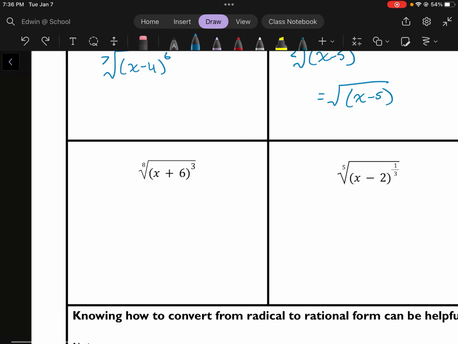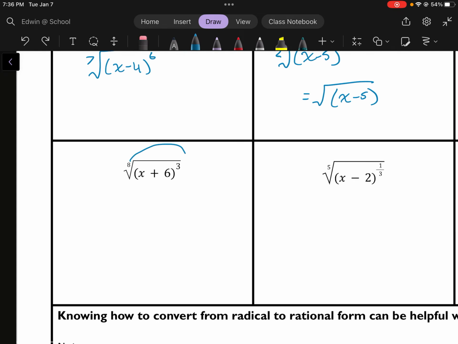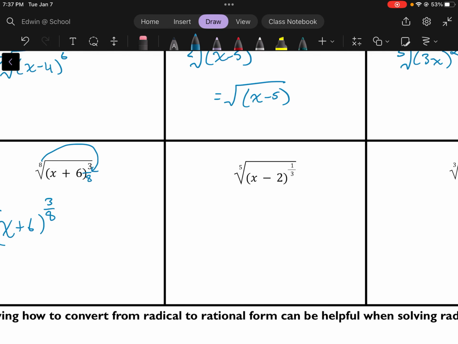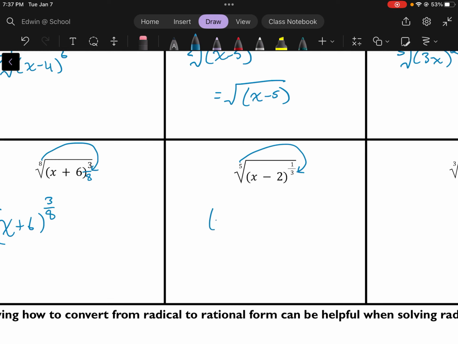Next up, we have our little house. We have a radical house, and now we're going to put things inside. So that means we do x plus 6 to the power of 3 over 8. It's that easy. This one's a little tricky because we already have a denominator inside of the radical.